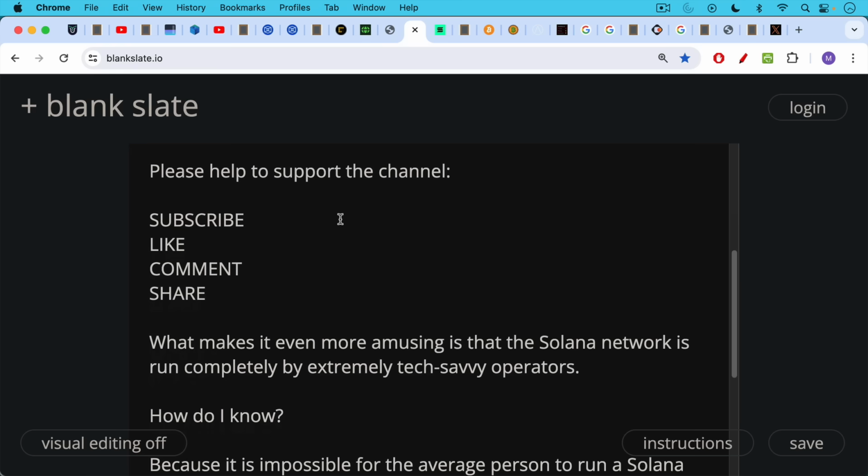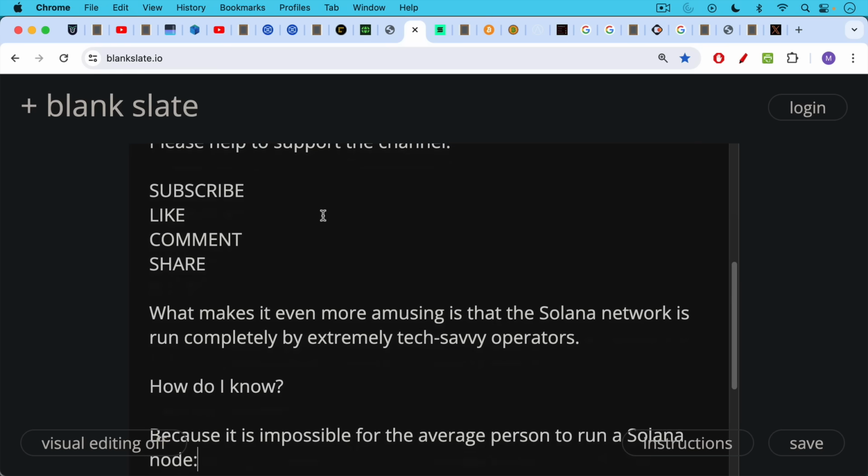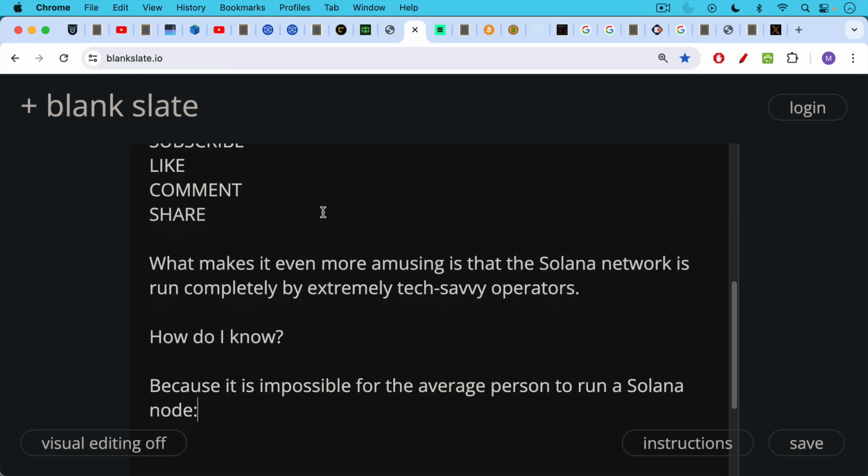Bitcoin is often run by a bunch of noobs with small Raspberry Pis. Now, how do I know that the Solana network is almost run completely by tech-savvy operators? Because it's impossible for the average person, it's just too expensive to run a Solana node.